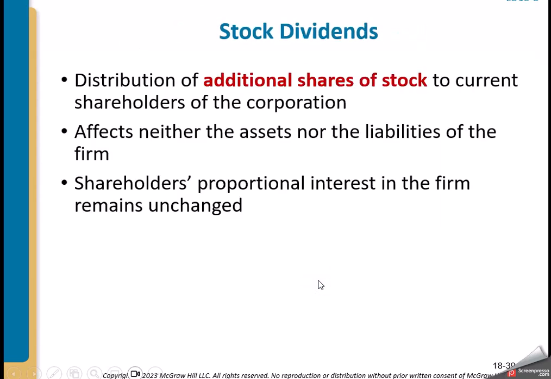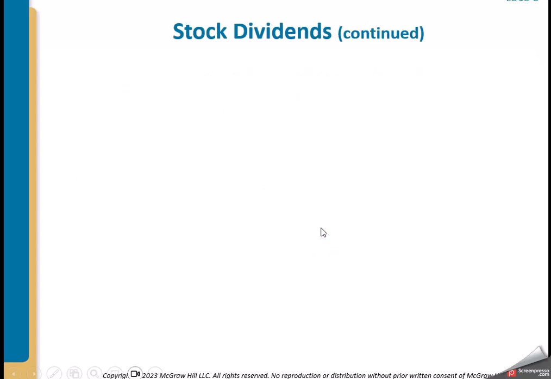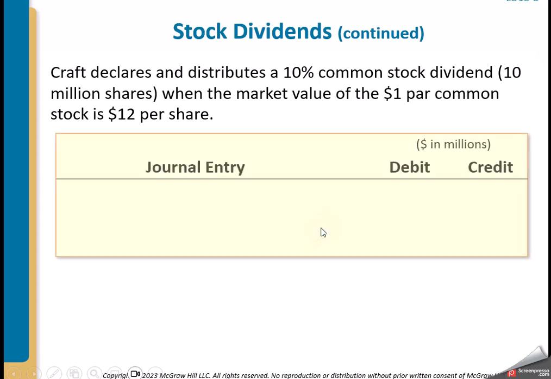We could also, if we were short of cash, choose to give them stock dividends, or if we wanted to change the market price of our stock just a little bit, we could give out stock dividends. So it's just additional shares of stock to our existing stockholders.